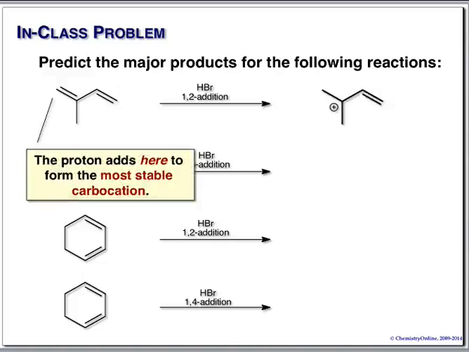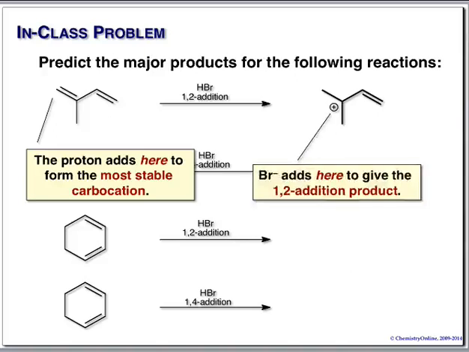And that is our carbocation. We put the proton here, positive charge here. Now to make the 1,2 product, all we do is take Br minus, add it to the carbocation, and we get this. Any questions?